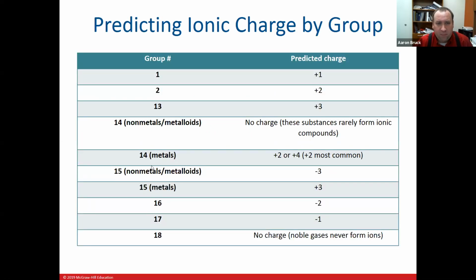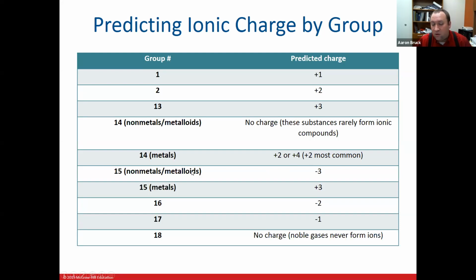Just as a recap, if we're going based upon group numbers, again, we put this on our periodic table on Friday, we can see that group 1 and group 2, group 13 all tend to have positive charges. In group 14, your metalloids and your nonmetals don't take on charges. The tin and lead in group 14 either are +2 or +4, and of those two, +2 is actually the most common.